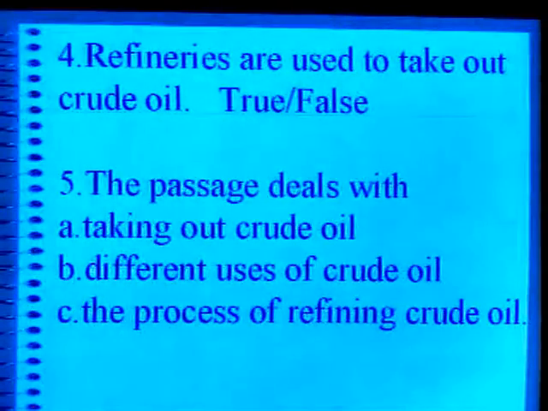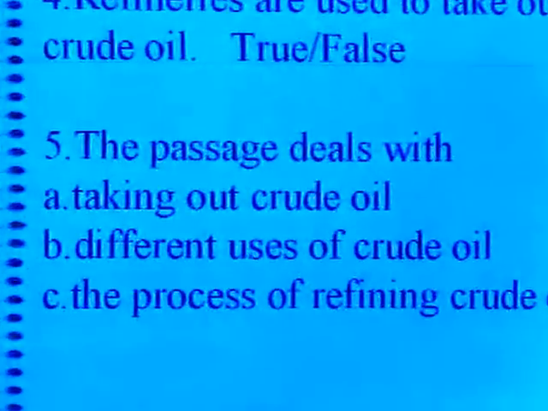Question number 5. The passage deals with. The choices that are provided are taking out crude oil, different uses of crude oil, and the process of refining crude oil. We should follow the elimination technique here. The passage deals with not only the crude oil, not only about different uses of crude oil, it actually tells about the process of refining crude oil. Hence, the elimination process can be applied here. The answer for this question is C.